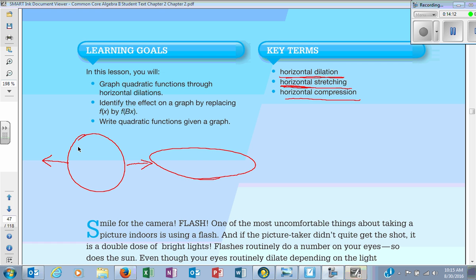So think about this as a parabola. If this is my parent, this is my normal, and I stretch it horizontally, it gets what? So what does a horizontal stretch kind of mimic? Doesn't it look like a what kind of compression? A vertical compression. See, it's kind of hard to tell the difference between a vertical compression and a horizontal stretch because the end result looks the same. Are you with me on that?